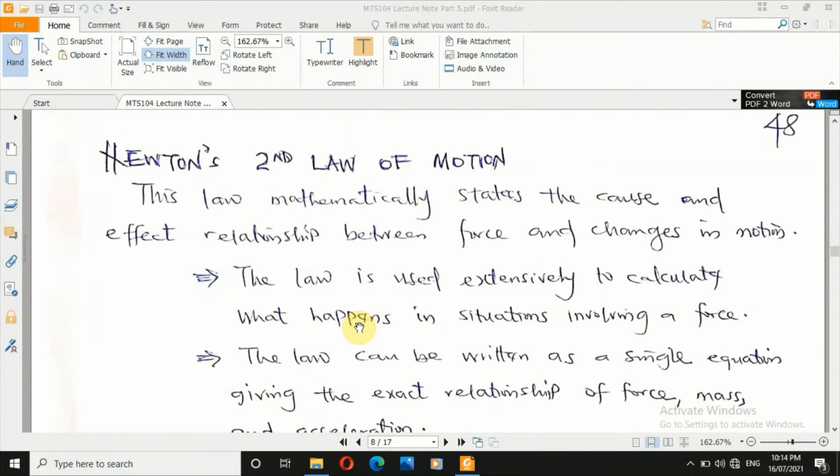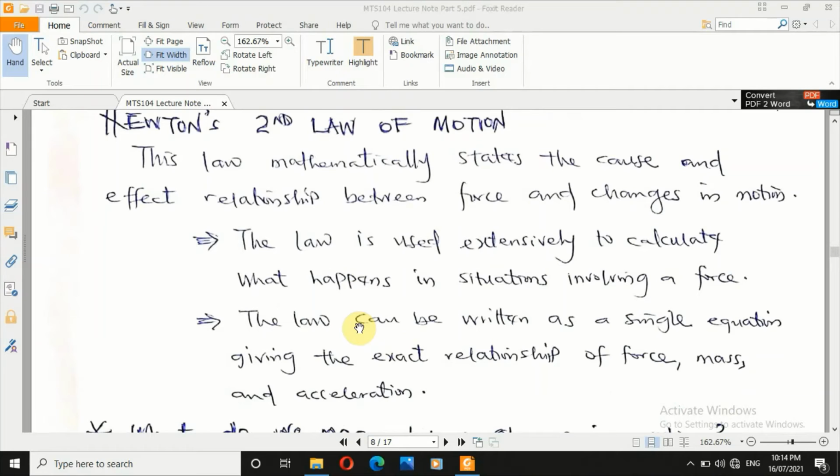So let's go to Newton's second law of motion. This law mathematically states the cause and effect relationship between force and changes in motion. This law is used extensively to calculate what happens in a situation involving a force. What will happen if there's a force?